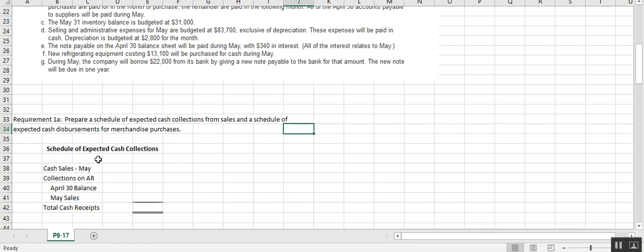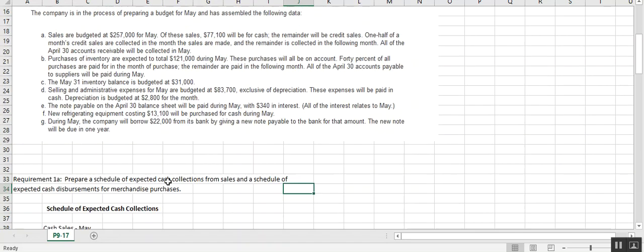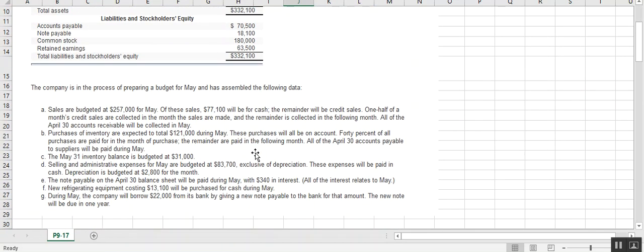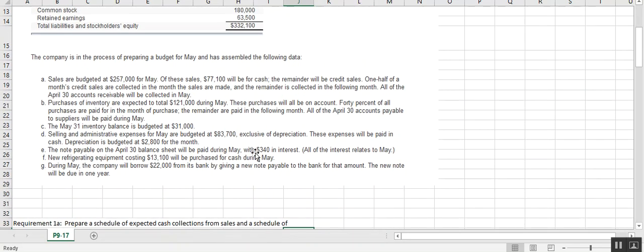So our schedule of expected cash collections, so we're looking at what are we collecting cash for as part of our business. Well, we would be collecting cash on sales. Of course, this is a balance sheet, so it's not going to tell us about income directly, but let's see what we have down here in these items that are relevant to the collection of cash on sales.